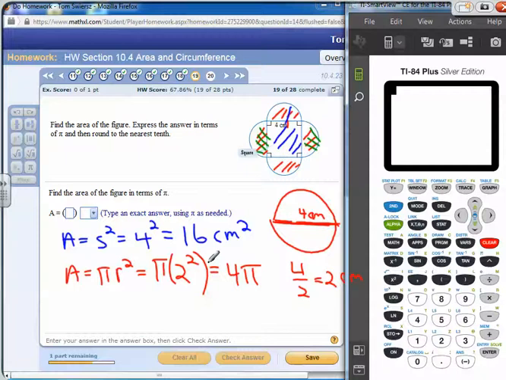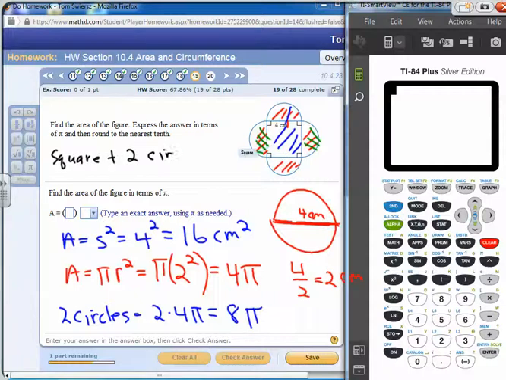Remember, we have the area of 2 circles, right? 4 semicircles, so 2. So to get 2 circles, we're going to go ahead and multiply by 2. So 2 times 4 pi is 8 pi. So now what is the total area? The total area is the area of the square plus the 2 circles, right? Which would be equivalent to 4 semicircles.